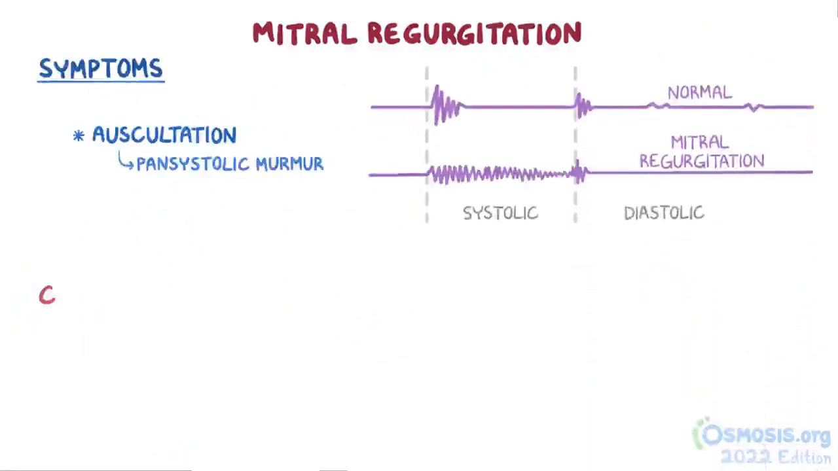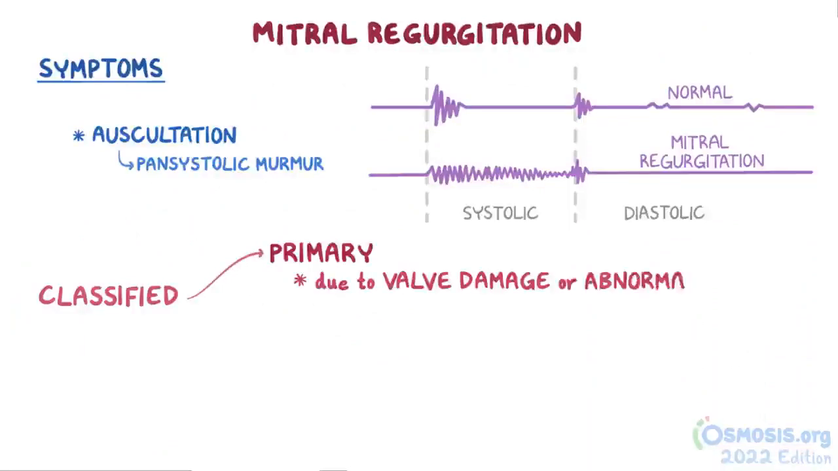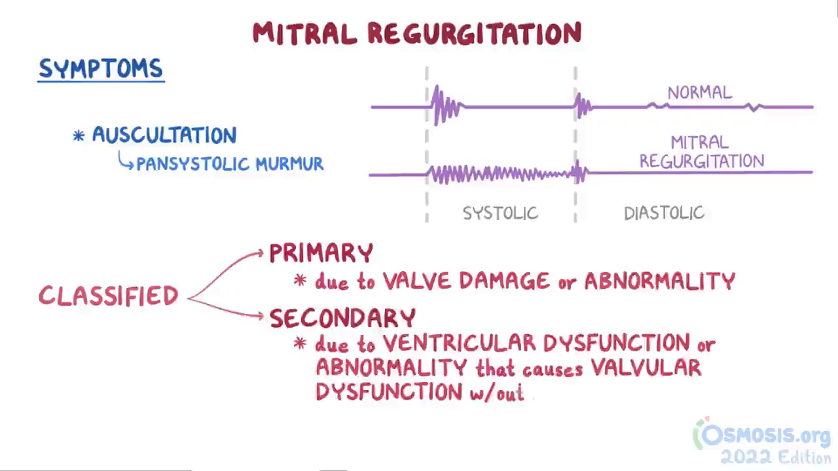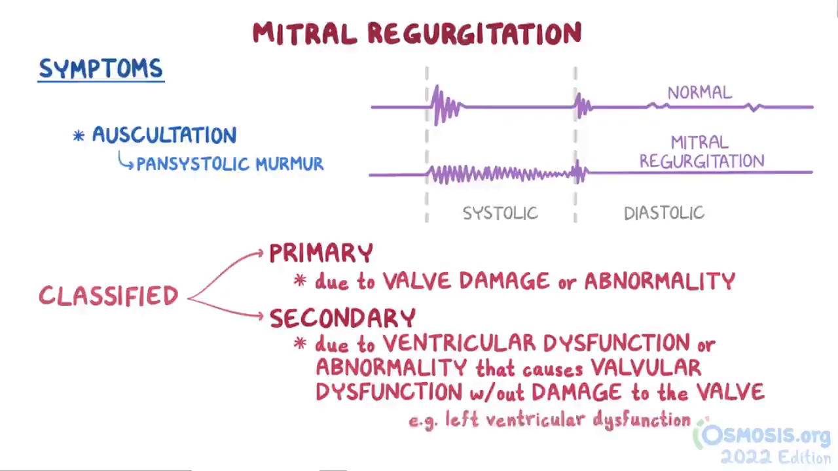Mitral regurgitation is classified as either primary when it's due to valve damage or abnormality, or secondary or functional when it's due to a ventricular dysfunction or abnormality that causes valvular dysfunction without damage to the valve itself, such as left ventricular dysfunction or dilation.